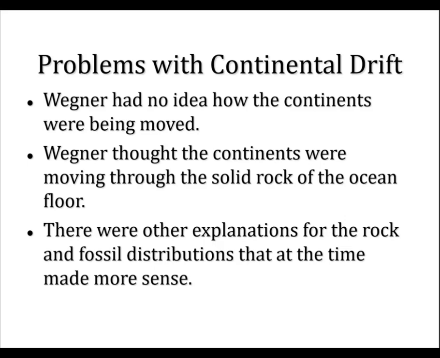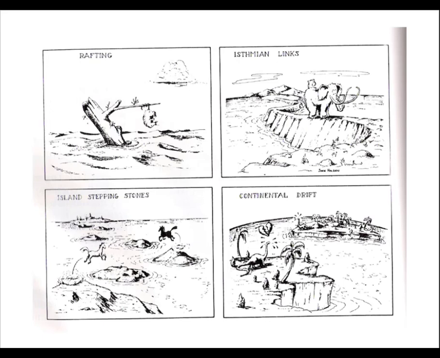The other thing, though, is there were other explanations for the rock and fossil distributions, right? People were like, look, organisms migrate from one continent to another all the time by crossing land bridges or with island stepping stones or by clinging on to debris, right? And all of this stuff happens. I mean, Panama is a land bridge between North and South America, and there have been several faunal interchanges across Panama between North and South America.